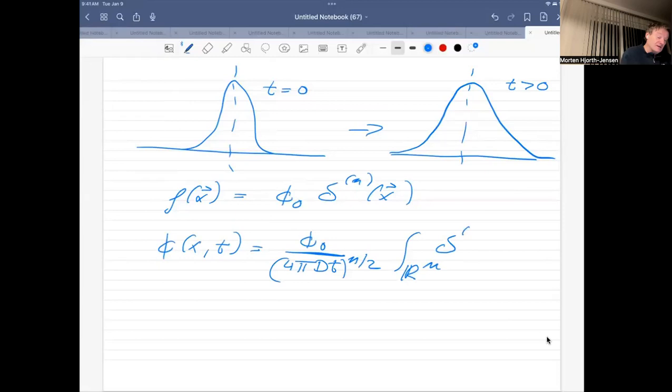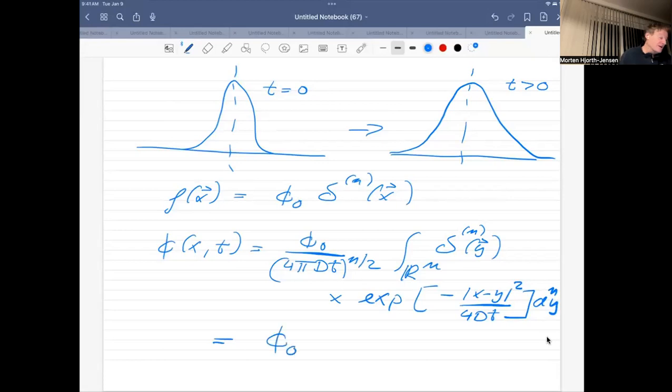So I would have a delta in n dimensions of y, multiplied with the exponential of minus x minus y squared divided by 4 dt, and this is then given by d n of y here. And this is a function which I can easily integrate up. It's going to be given by this constant phi 0, multiplied with this function which we defined earlier, Sn of x of t.